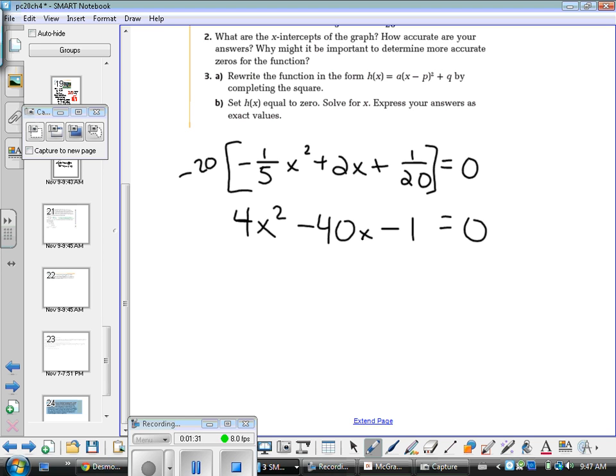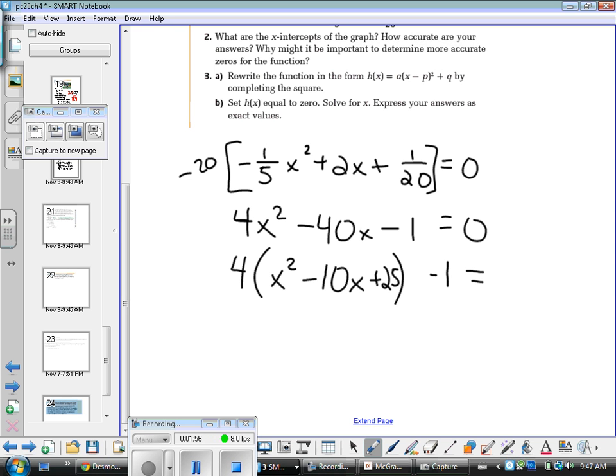Now I'm going to complete the square. Remember, when we complete the square, what we want to do is take that 4 out. So 4 times x squared minus 10x. We leave this negative 1 over here. This is how we've done it. I'm going to take that negative 10, divide it by 2 to get negative 5, and I'm going to add 25.